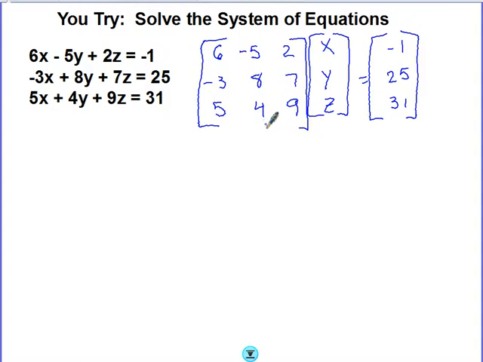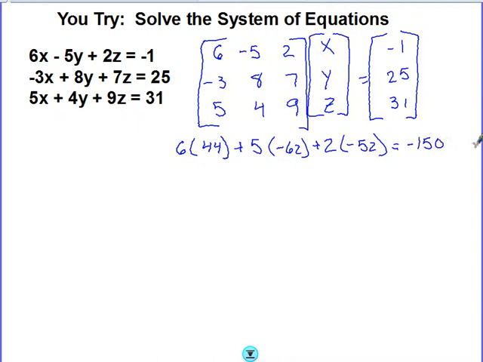So step 1 to finding the inverse is finding the determinant. So I'm going to do that here. So first number times, I would cross out first row, first column, so it would be 72 minus 28, which is 44. Alright, then the second number, remember, is minus, so minus negative 5. I'm just going to go ahead and write that as plus 5 times. If I cross out first row, second column, I would have negative 27 minus 35, which is negative 62. And then the last one is plus 2 times, if I cross out first row, third column, negative 12 minus 40, which is negative 52. So I get, as a determinant, negative 150.